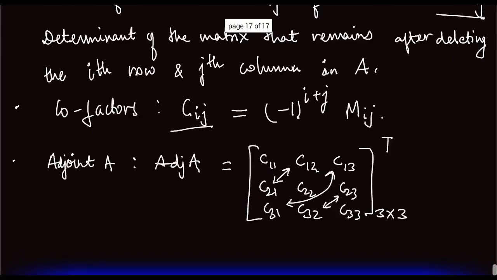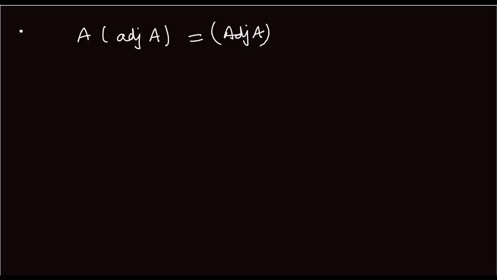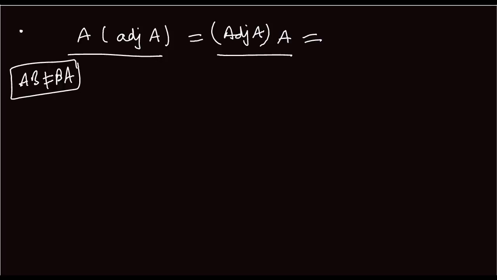Now, from these three things, we get the inverse of the matrix. How? Let's focus on that. A times adjoint of A is equal to adjoint of A times A. Remember this important property, that A into adjoint A is equal to adjoint A into A, which was not true in the case of A and B, because AB is not equal to BA. But adjoint is such that this property holds. Okay, we get an equal sign in here. So this is equal to mod A, and of course the multiplication with the identity, or you can say n cross n identity matrix.